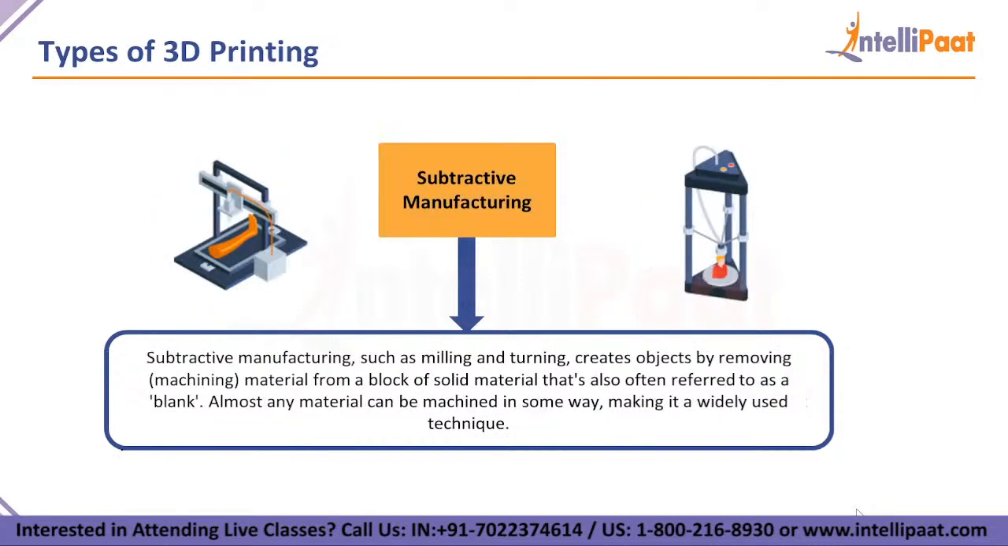Next up, we have subtractive manufacturing. Subtractive manufacturing, such as milling and turning, creates objects by removing material from a block of solid material that's also often referred to as a blank. Almost any material can be machined in some way, making it a widely used technique. Because of the amount of control over every aspect of the process, this method is capable of producing incredibly accurate parts with high repeatability. Most designs require computer-aided manufacturing or CAM to plot customized tool paths for efficient material removal.